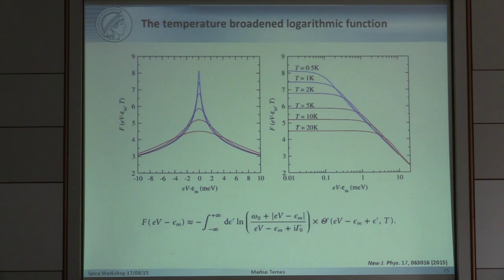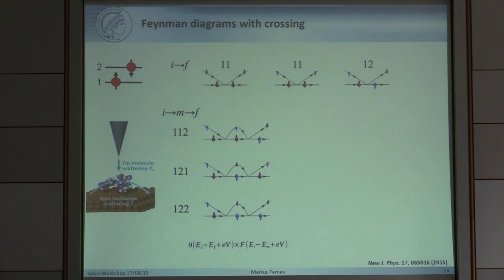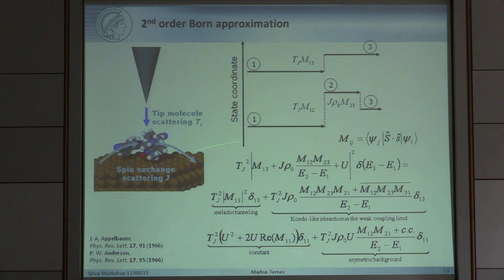I want to make one important point here, that the peak height is actually a logarithmic function of the temperature. So if you increase the temperature by a factor of 2, it's always going down the same amount, right? Good, okay. Actually, I should say this model was written down for the spin half system by Appelbaum and Anderson already in 1966. So really it's 50 years old.